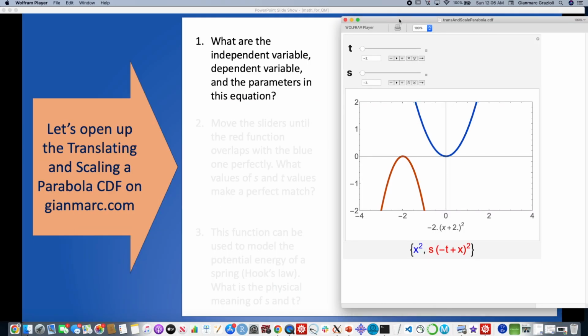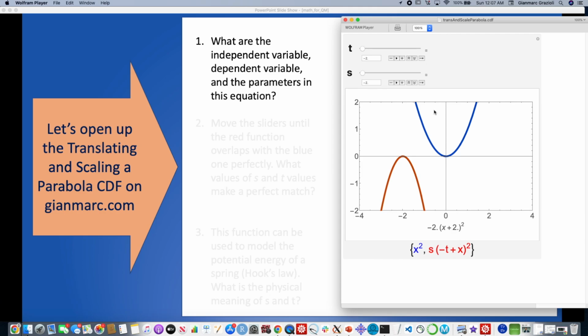All right, so I've got the Wolfram player open now, and so let's work through this. What are the independent variable, the dependent variable, and the parameters for this equation? Okay, so here's the equation down here. We've got s times (x minus t) squared.